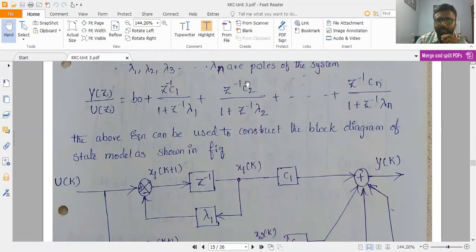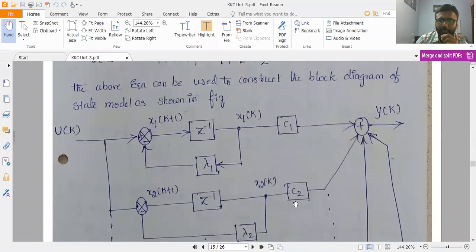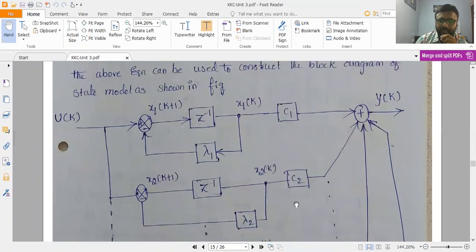In the similar fashion, we are going to construct the second block. That is, the numerator term c2 has to be multiplied, so it is going to be placed separately. And the next one is lambda 2, the pole. So z power minus 1 into c2 is the numerator, and 1 plus z power minus 1 into lambda 2 is the denominator. So these two particular parameters are connected in the feedback path.